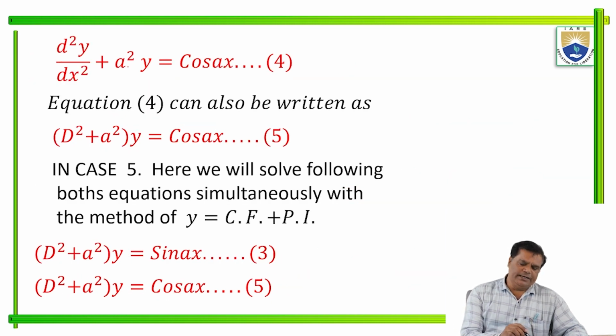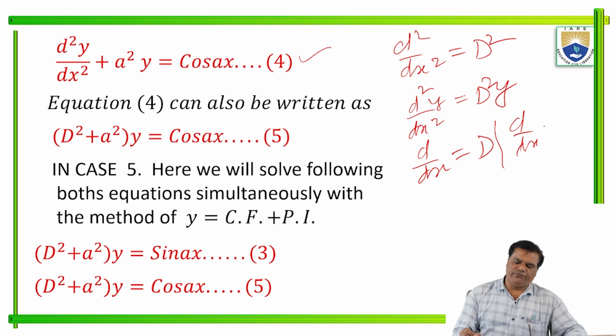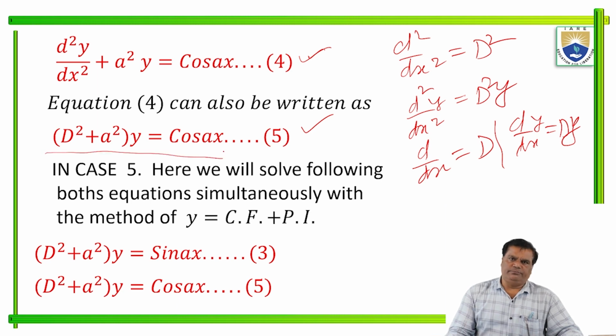Next, d2y over dx2 plus a squared y equal to cos ax. This is equation 4. Here d2 over dx2 is D squared, so d2 over dx2 of y equals D squared y. And d over dx is D, and d over dx of y is Dy. Putting these values in our question, equation 4 converts into this result.